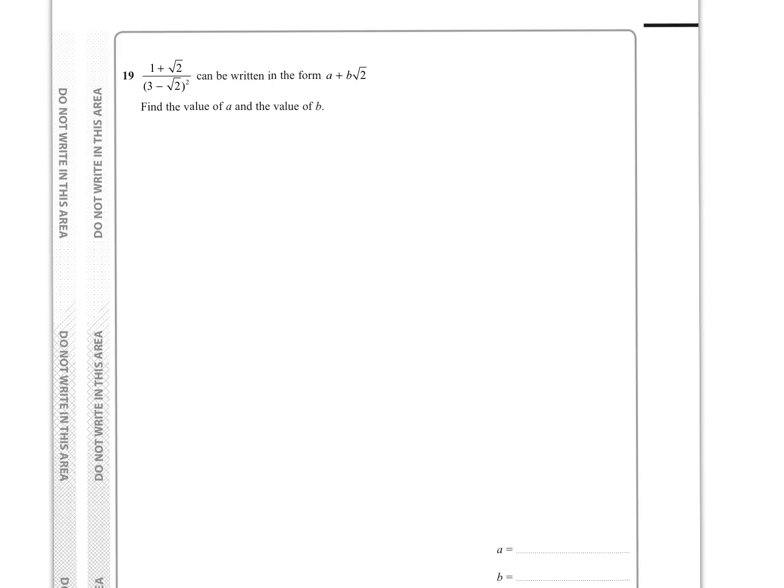Question 19. (1 plus root 2) divided by (3 minus root 2), all squared, can be written in the form a plus b root 2. We've just got to find the values of a and b to make that work. Well, let's try our best to see what we can do. So let's do the denominator first.